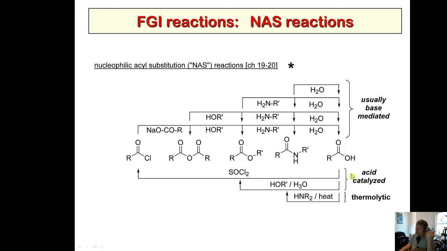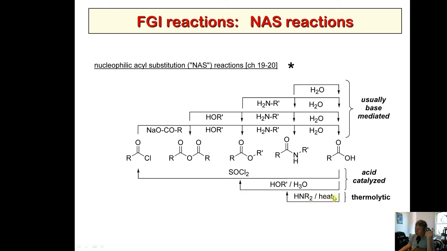And we can also go from right to left. An obvious one is SOCl2, right? Carboxylic acid can go all the way back to the acid chloride. We can also go from carboxylic acid to an ester. That's a Fischer esterification, right? Fischer esterification. And then this one we kind of skipped because it's a little boring, I think.